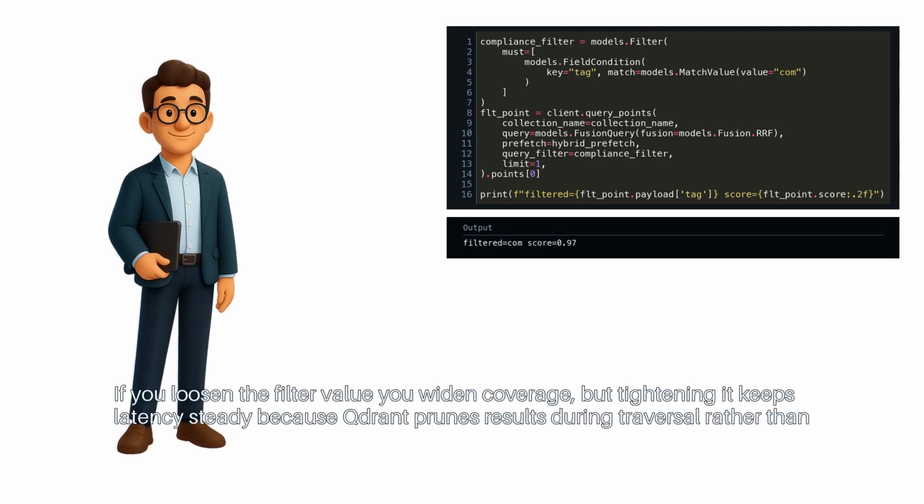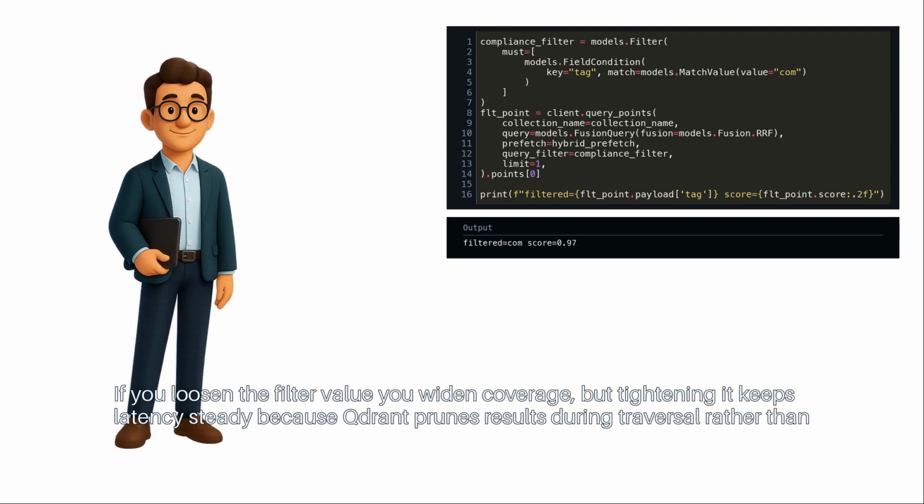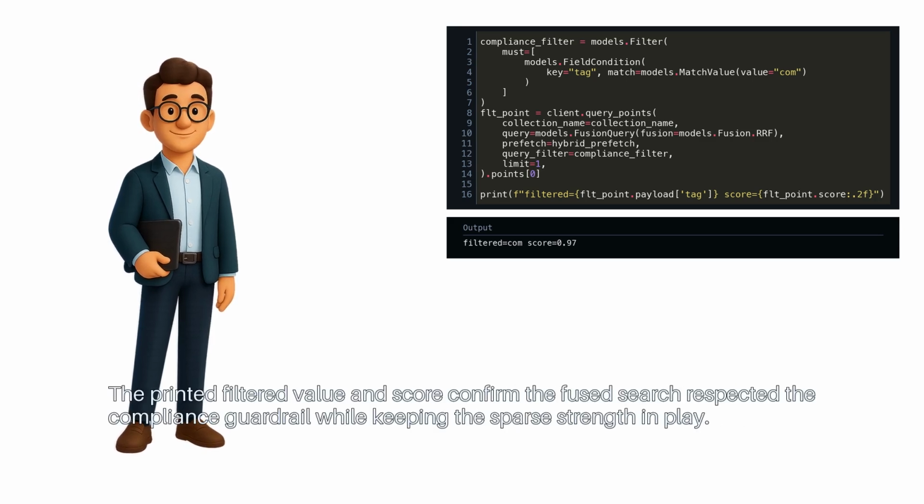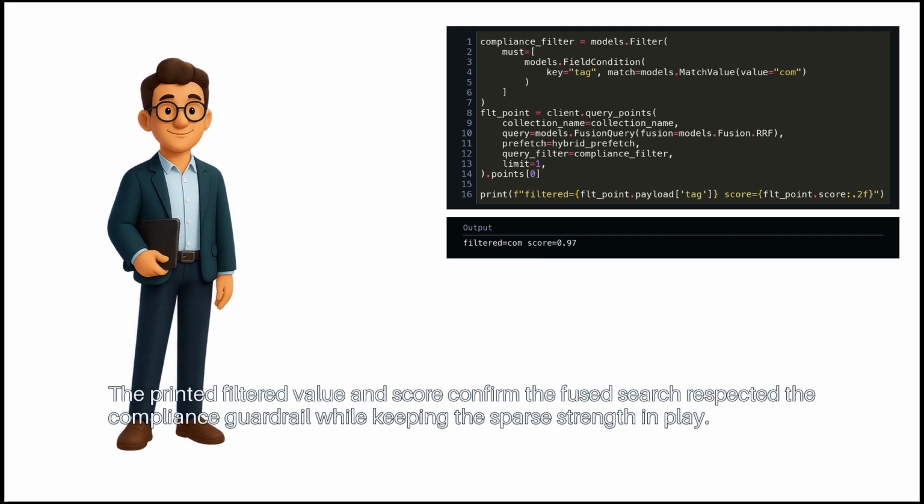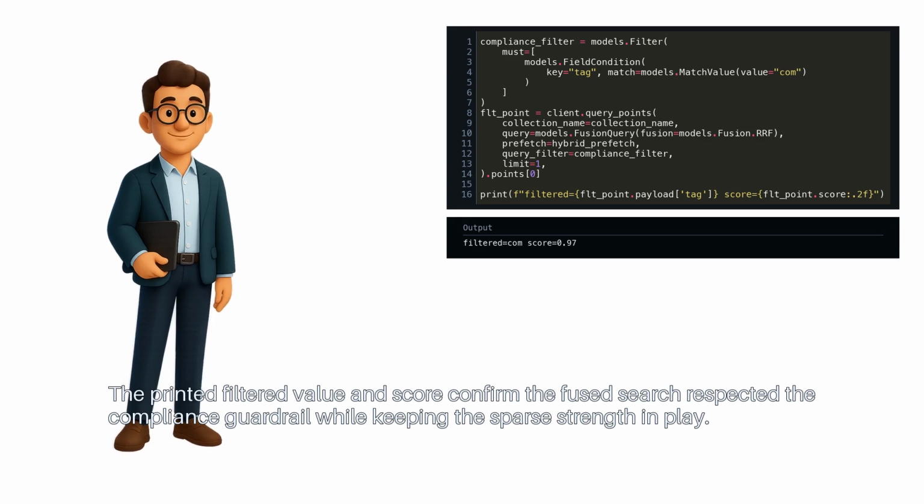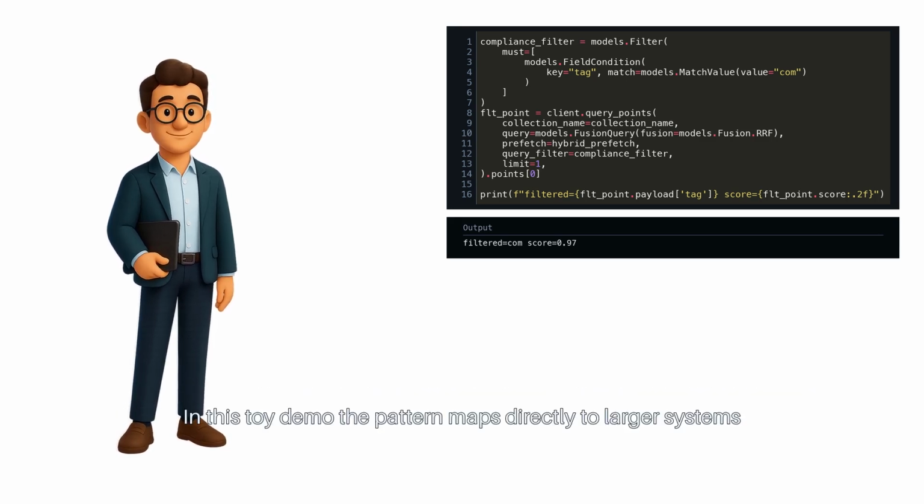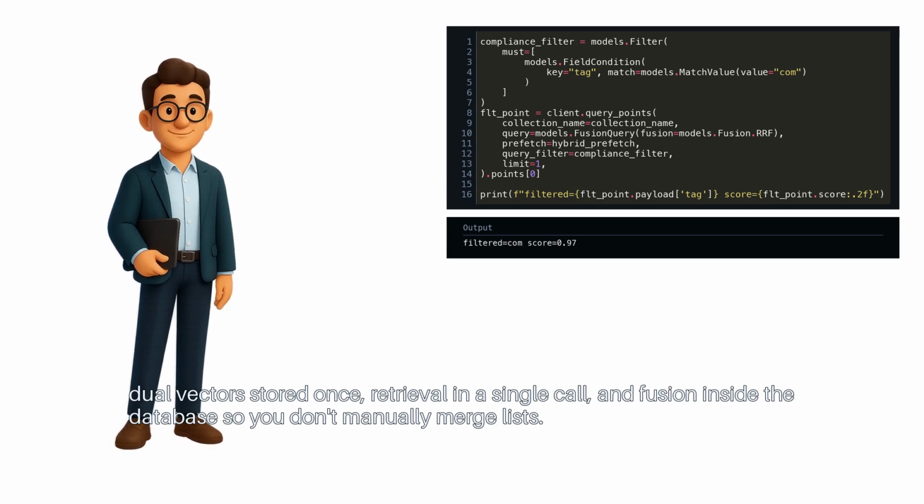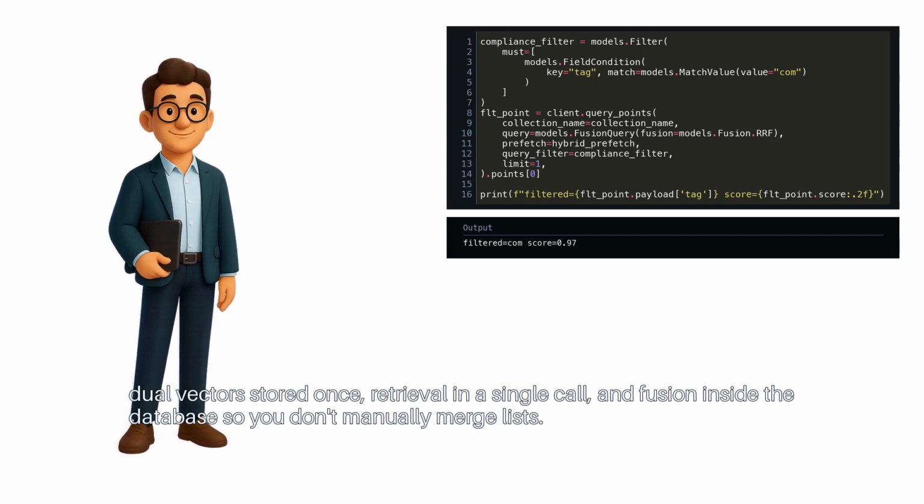If you loosen the filter value, you widen coverage, but tightening it keeps latency steady because Qdrant prunes results during traversal rather than post-processing. The printed filtered value and score confirm the fused search respected the compliance guardrail while keeping the sparse strength in play. In this toy demo, the pattern maps directly to larger systems. Dual vectors stored once, retrieval in a single call, and fusion inside the database so you don't manually merge lists.